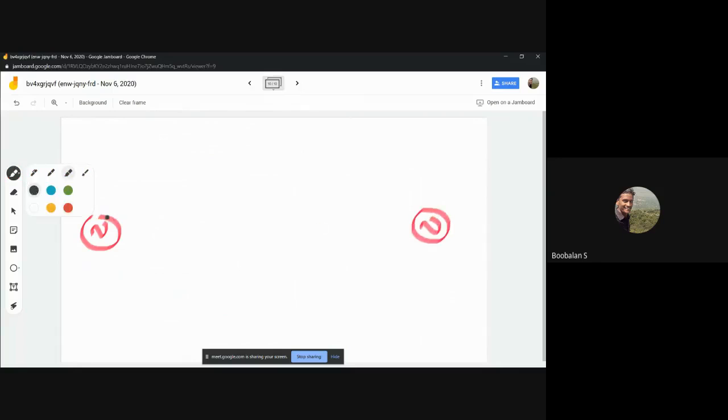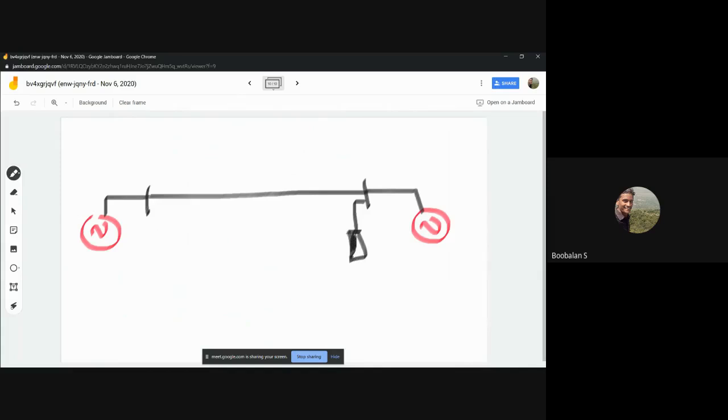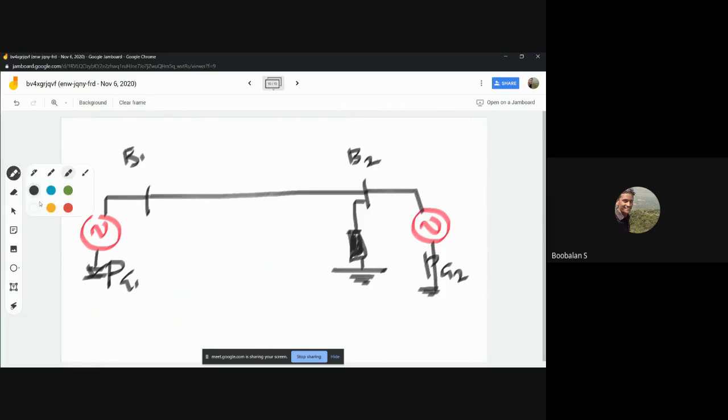We have bus number one and bus number two, and the load is also connected, right? Here is PG1, and here it will be PG2. So you people already told that generator two is going to share much more load, right? This is what I answered.